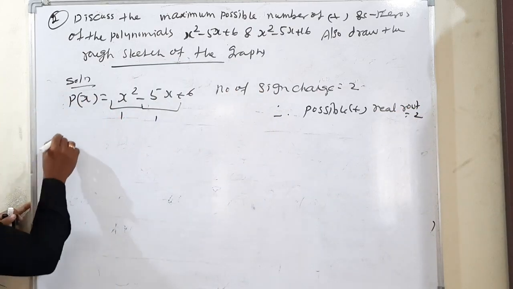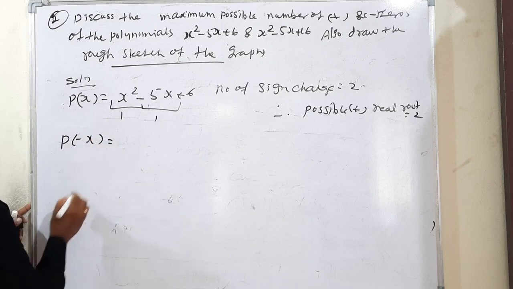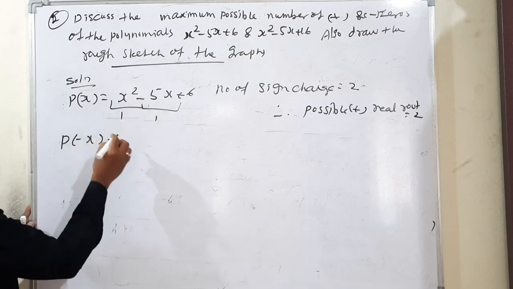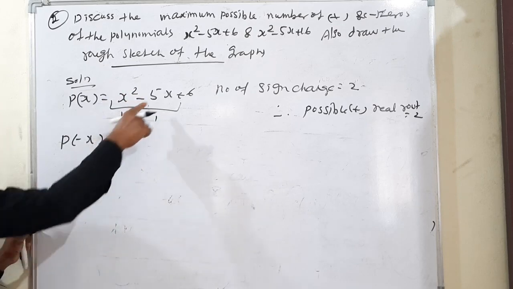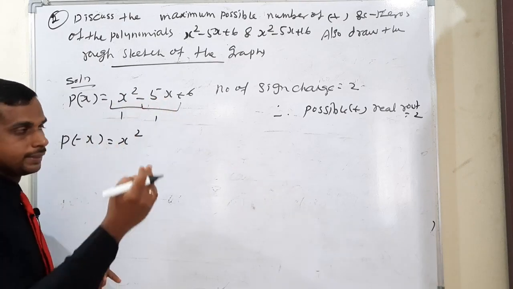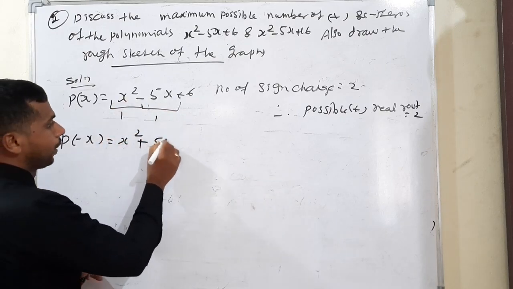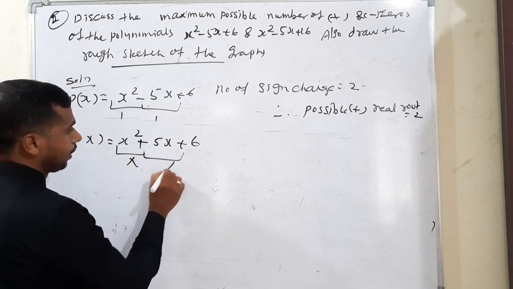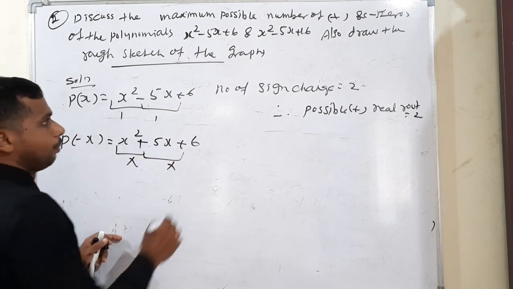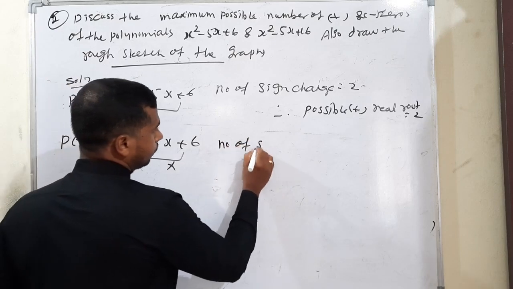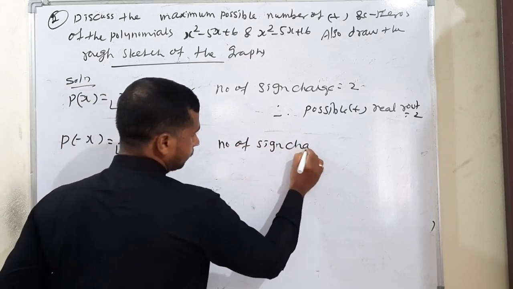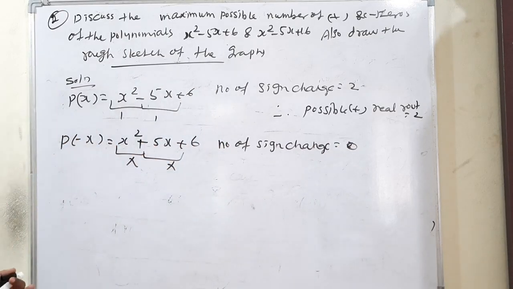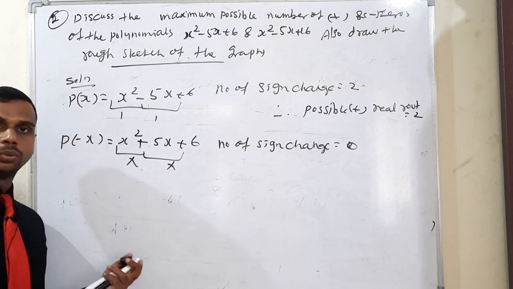Okay, if you consider P of minus x, what will happen? In P of minus x, the power is already even, and with an even power the same x square repeats. Instead of x, consider minus x, so minus into minus gives plus 5x, then positive 6. Here how many sign changes? No sign change, and here also no sign change. Therefore, the number of sign changes is equal to 0. So the possible negative real roots is only 0.